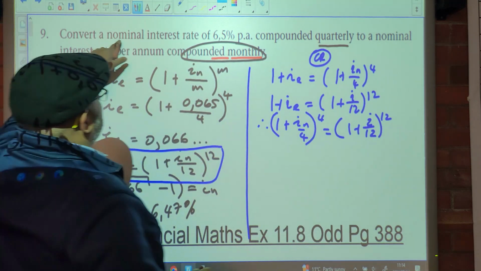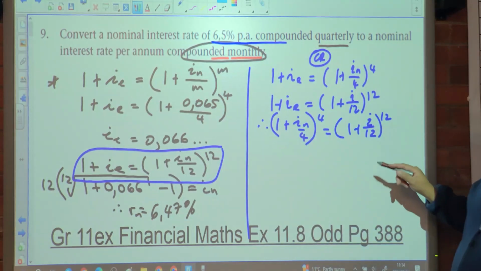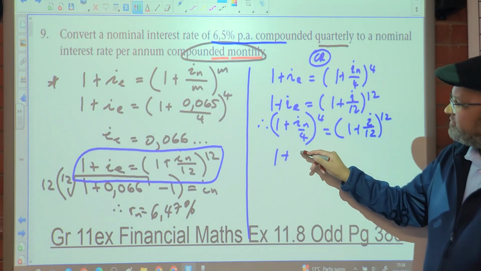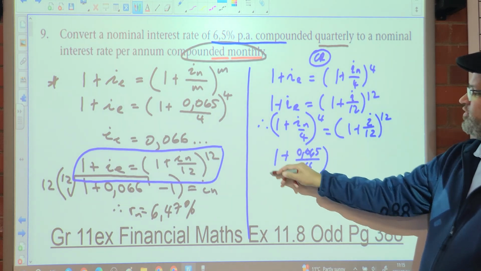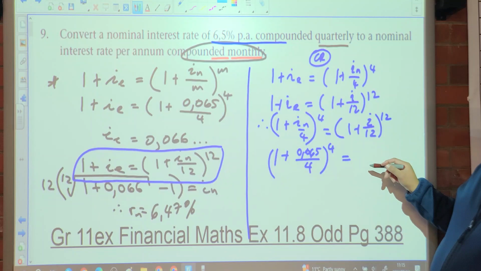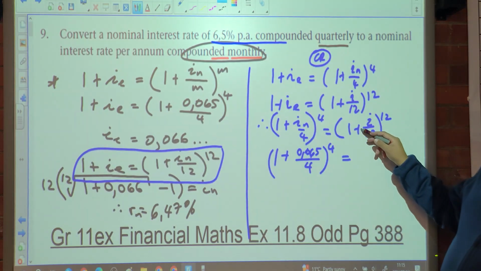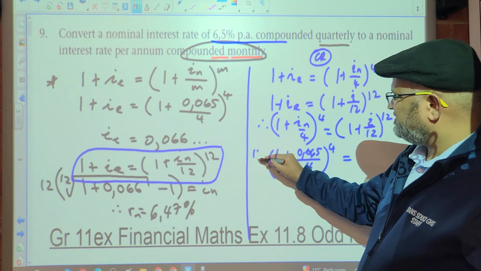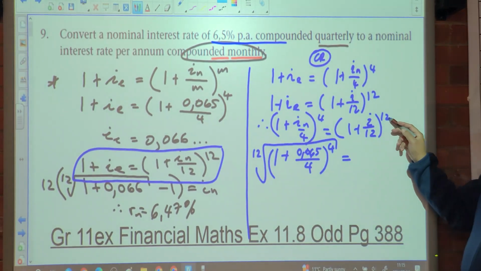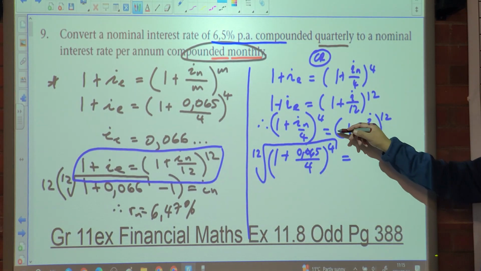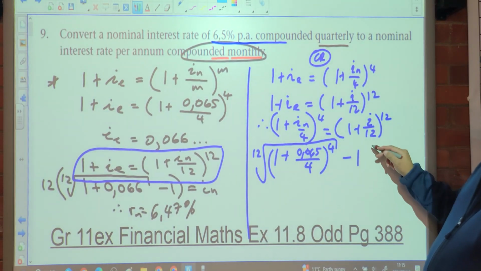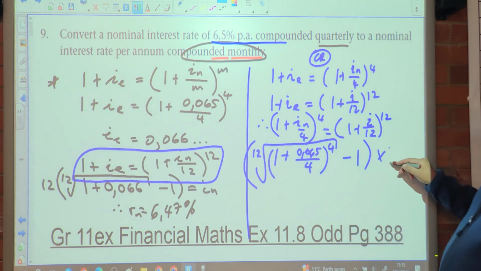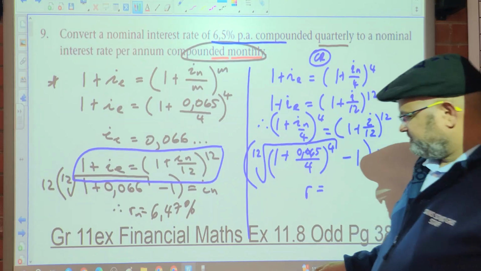So we can now say, since that is 6.5% compounded quarterly, it goes in here. So it's 1 plus 0.065 over 4 to the 4 is equal to this. Now I want to calculate i, not so. So I now take the 12th root of that, so I got rid of that exponent. We take the 1 over, minus 1. I then multiply this answer by 12, and then I multiply the answer again by 100 to get that rate.